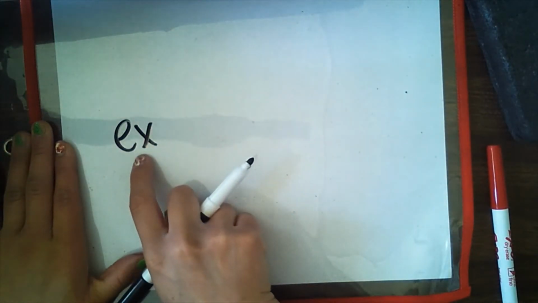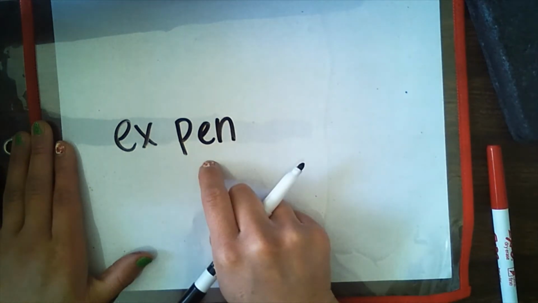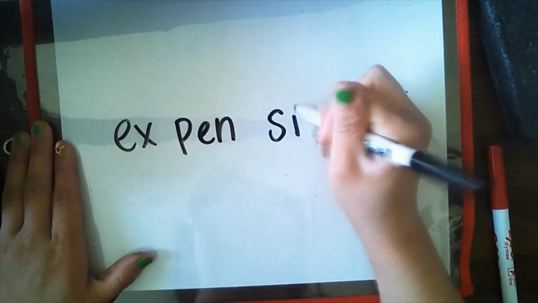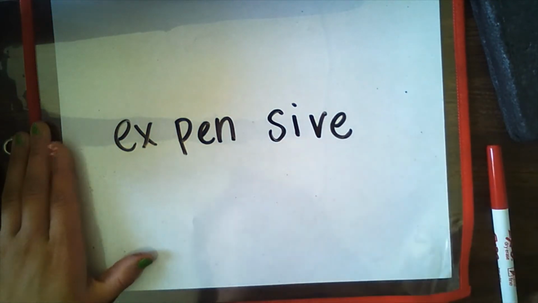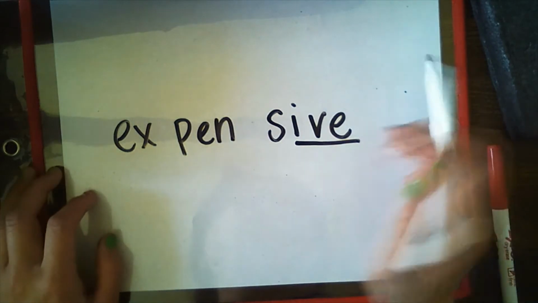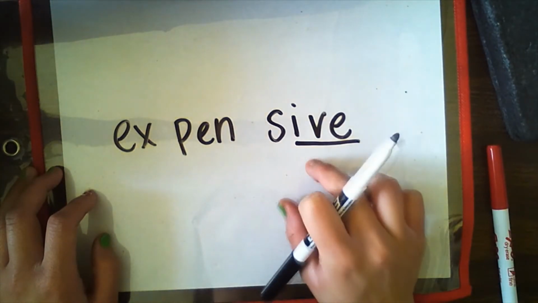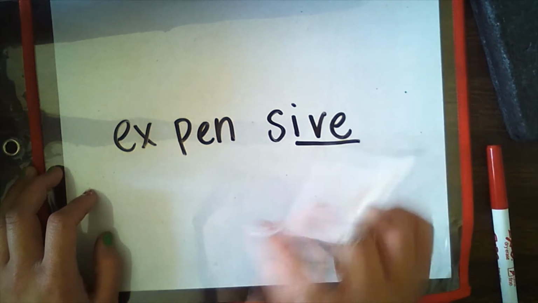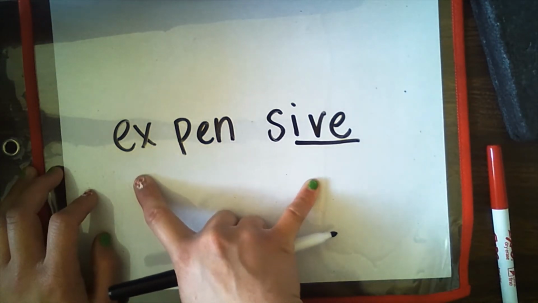Read, ex. Read, pen. Read, sieve. And remember, my friends, the IVE syllable, iv, and the way you pronounce it is iv. That's an irregular sight syllable, okay? So now we're going to try for the real word. Expensive. Great job.